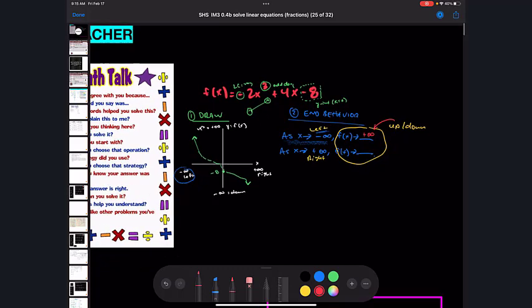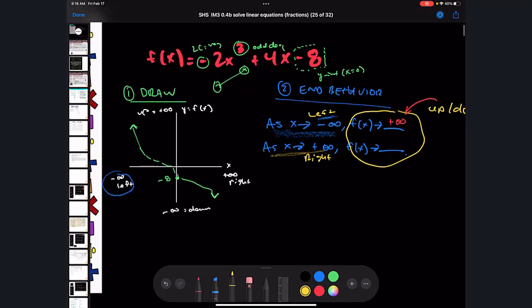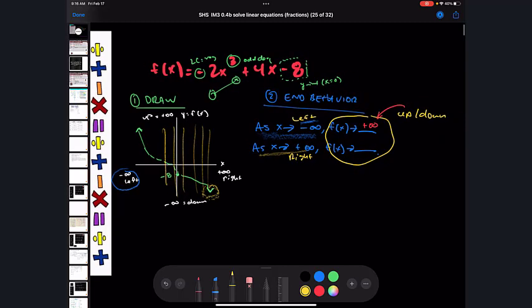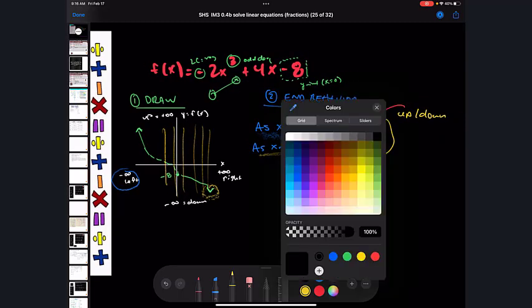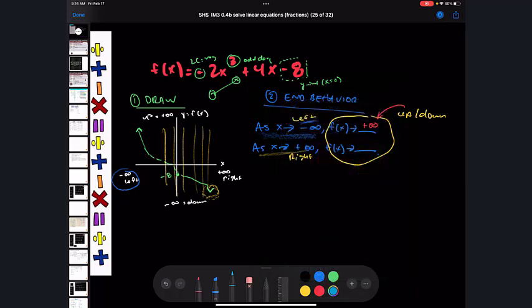Let's do it the other way round now. As x approaches positive infinity, we're going towards positive numbers on the x-axis. We're going towards the right. So as I go towards the right, where's the graph now on the y-axis? It's pointing down. Down is negative numbers. So saying down would be just saying negative infinity.